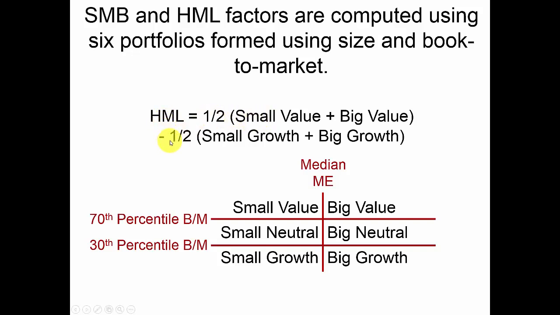Then the M is the minus. We're going to be subtracting the low book to market ratio stocks, and those are represented by the portfolios for small growth and big growth. And we're going to take the average for those. So again, it's high, the value stocks, M is the minus, the L is the low book to market stocks, and those are the growth stocks right here.